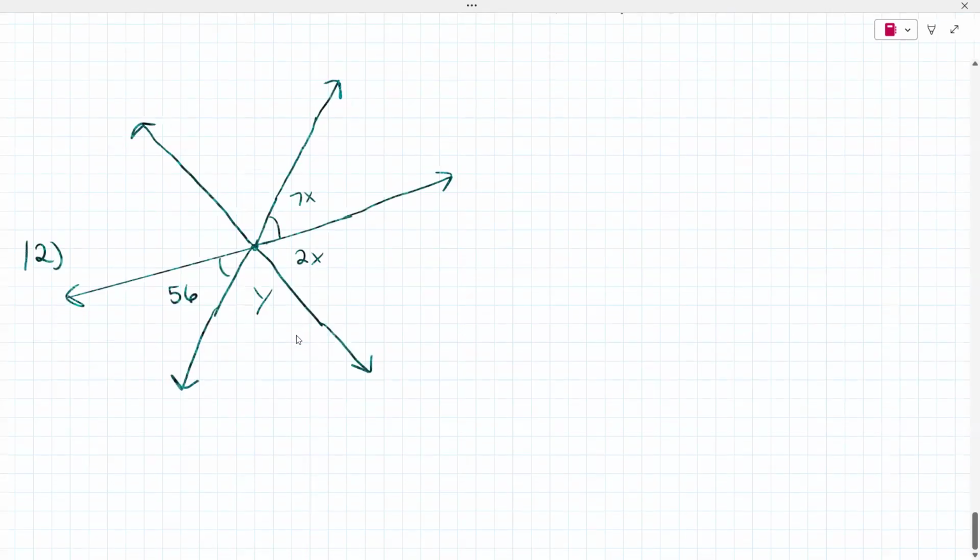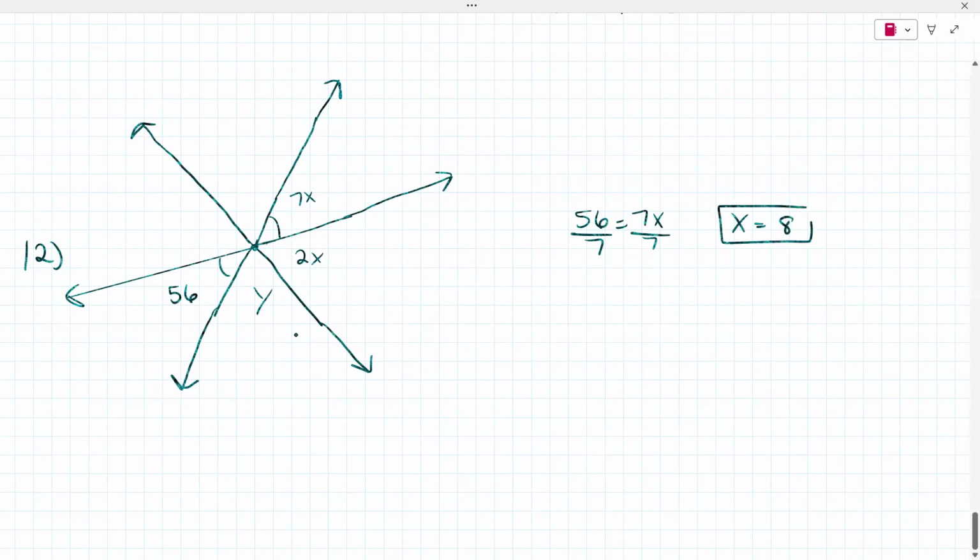So use what we know. We know that 56 is congruent to 7x because they are congruent. So you can say 56 equals 7x. Solve for x by dividing both sides by 7. And I get x equals 56 divided by 7, which is 8.